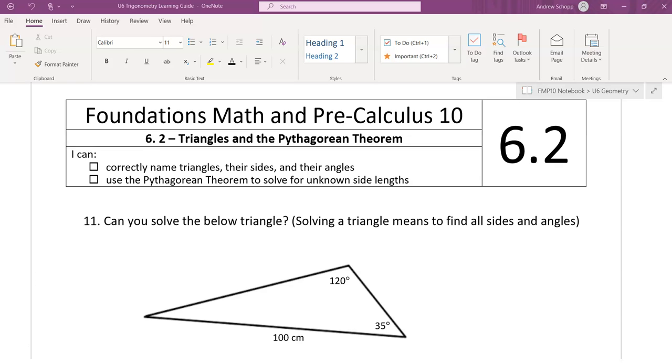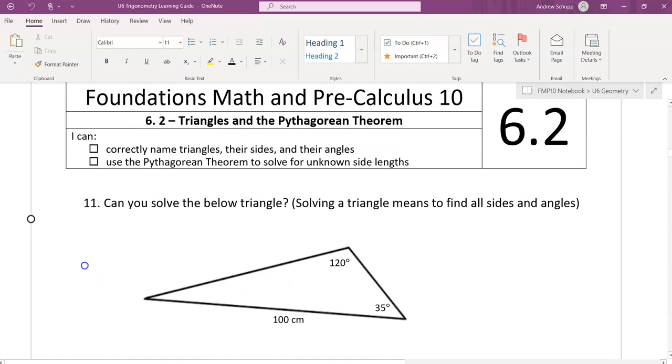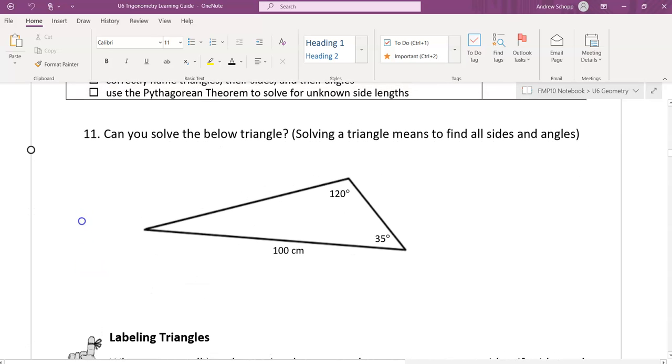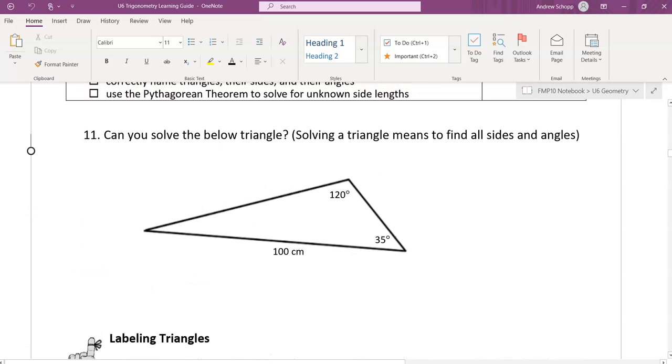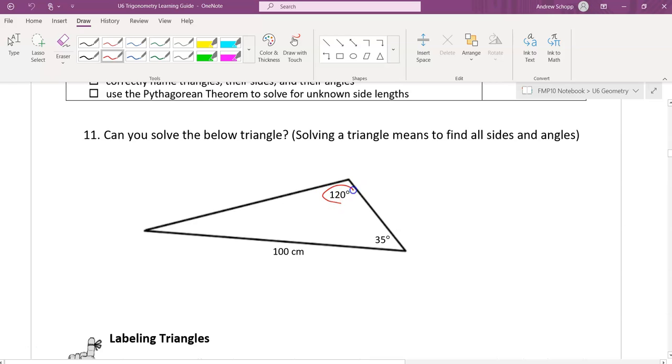Here's an example to get started. Number 11. Can you solve the below triangle? Solving a triangle means to find all sides and all angles. From what I can see so far, I have two angles here. And if you dig back into your memory about the sum of the angles in a triangle, all three angles must add up to 180 degrees.